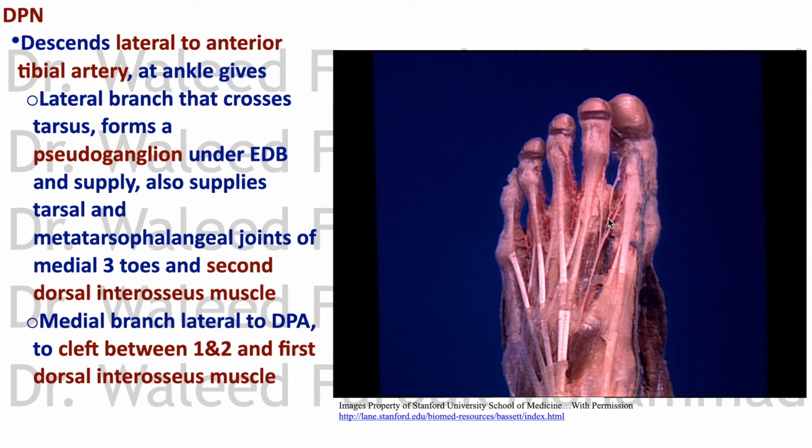So if you face this in a practical exam, the cleft between the first and second toes is supplied by the deep peroneal nerve, while the other clefts are supplied by the superficial peroneal nerve. Remember that. Okay, this is deep peroneal, the rest is superficial peroneal. On the medial side is the saphenous nerve, on the lateral side is the sural nerve. This will be the supply for the dorsum of the foot as a whole.